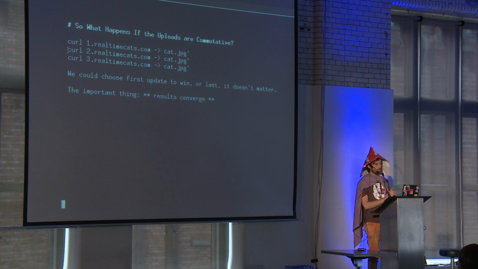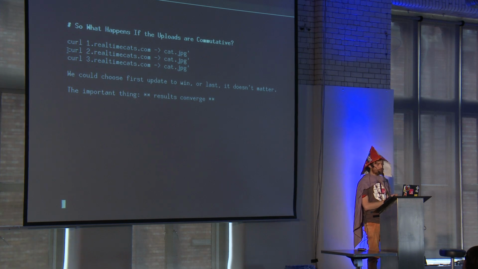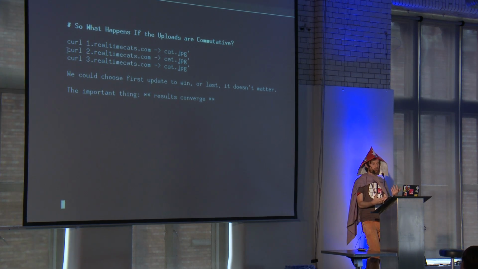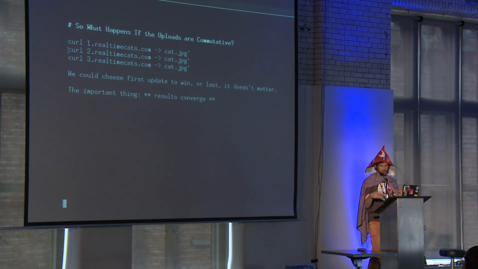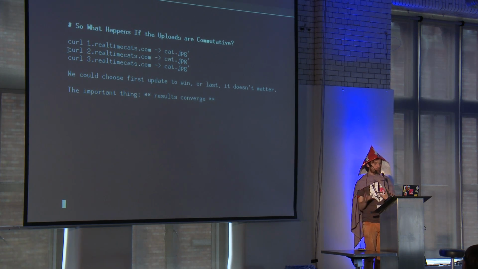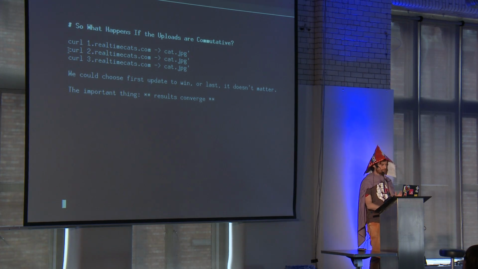So if we made these commutative, then it doesn't matter what order the real-time cats users uploaded their pictures. One of them would win, and it's not important. You can use a rule for deciding who wins, like the first update wins or the last update wins or something like that. Maybe you get the hash of the user and that's who wins. It's not important. The important thing is that the results converge.